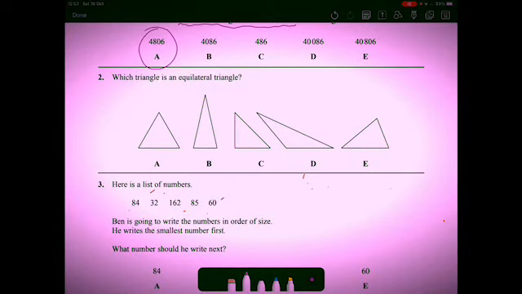Question 2, which triangle is an equilateral triangle? Equilateral, the clue is in the word, all the sides are equal length, and all the angles are equal as well. So every single one of these is the same.